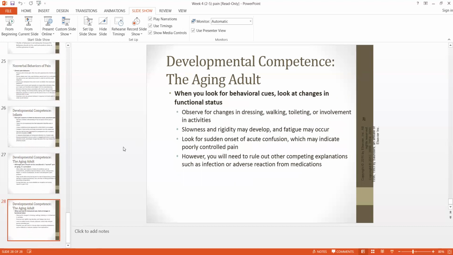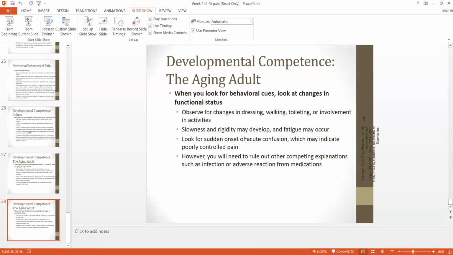And this very last slide, when we look for behavioral cues, look for changes in functional status. Have they stopped walking down the hall? Have they stopped dancing when a certain song came on? I'm thinking of the person in a nursing home or an older person that you're living with. How are they having accidents with their bowel and bladder because it hurts to go to the bathroom, or they can't get up in time because it hurts to move and they have more accidents? Is there slowness and rigidity, and fatigue may occur because it's an expense. Pain is expensive for a person to have to deal with.